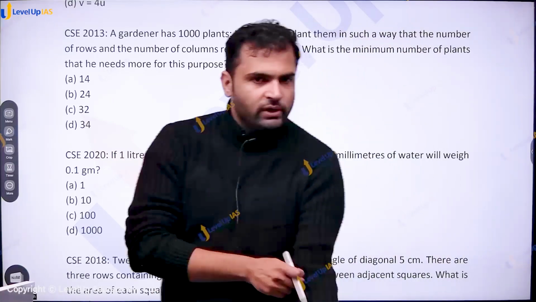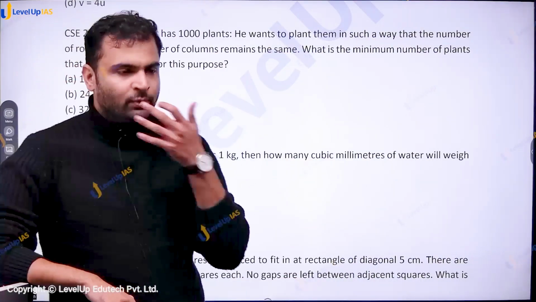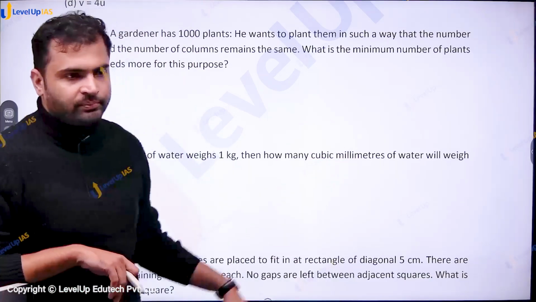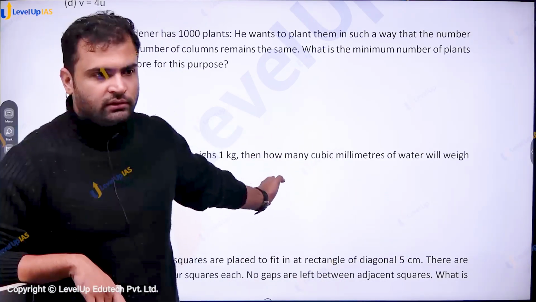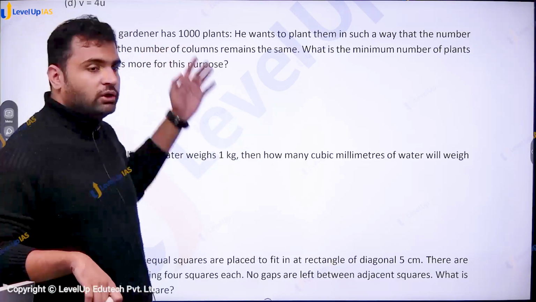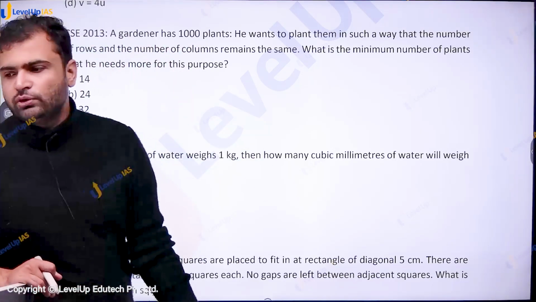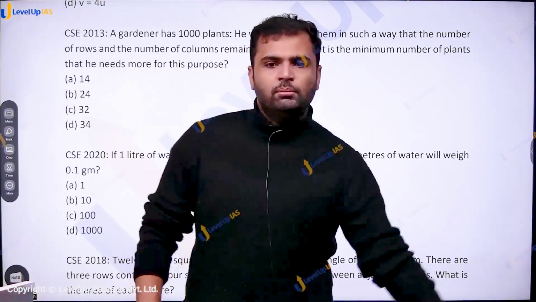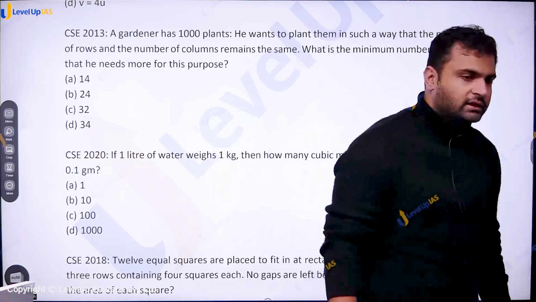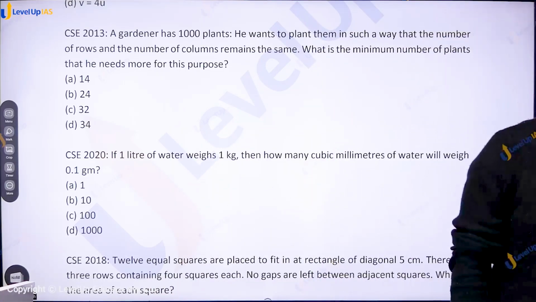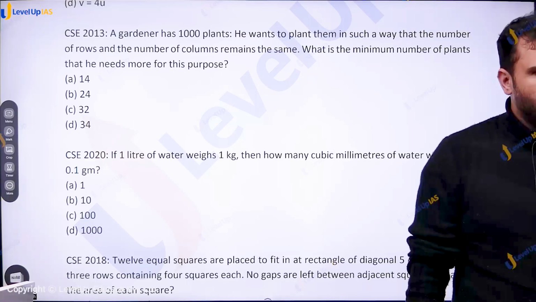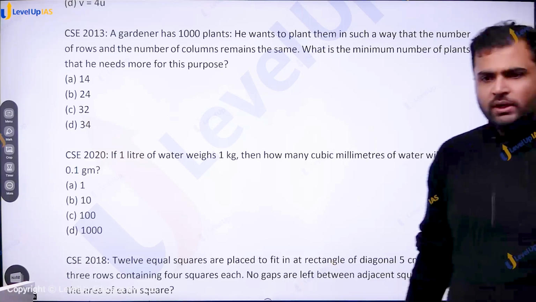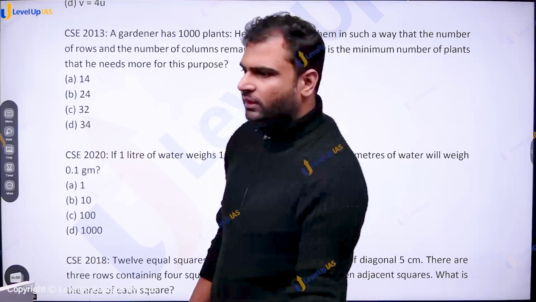To complete a square pattern, he will need a square number of plants, right? Length into breadth is the area of a square. So he already has 1,000. The question reduces to: what is the smallest number greater than 1,000 which is a square? Trial and error. You know 30 square is 900. Calculate 31 square, 32 square.